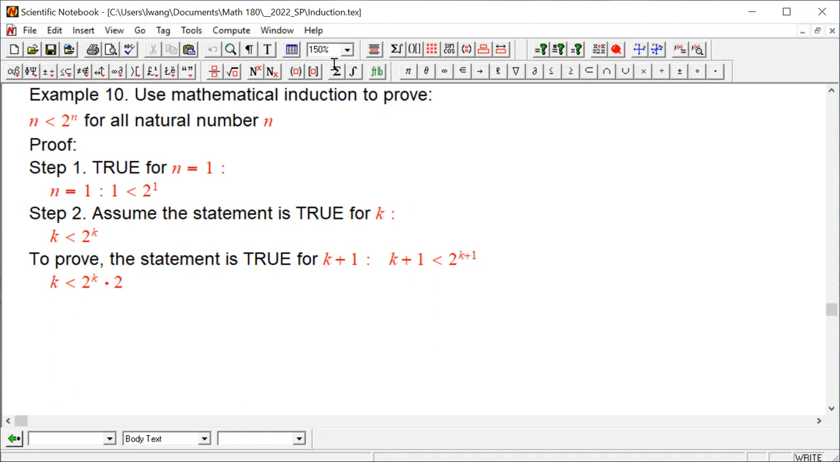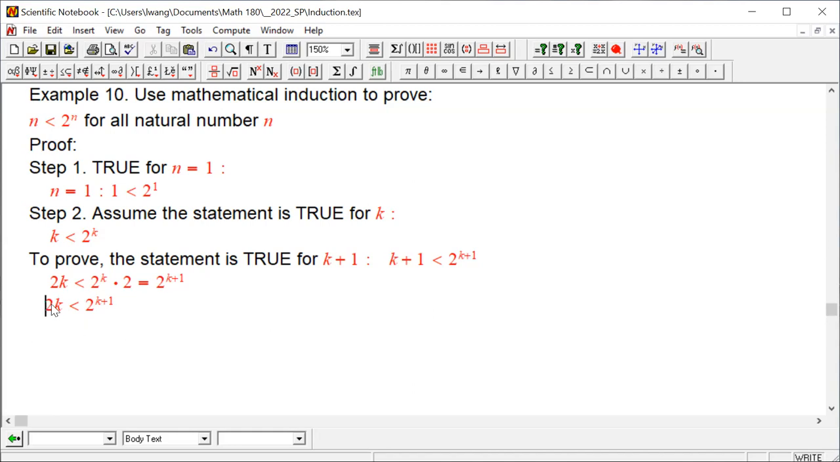So if I multiply 2 on both sides, the right-hand side is going to be 2 to the power of k plus 1. So we may think about how to do it, but the question is, this only shows 2 times k is less than 2 to the power of k plus 1. What we want to prove is k plus 1, so how is k plus 1 related to 2 times k?